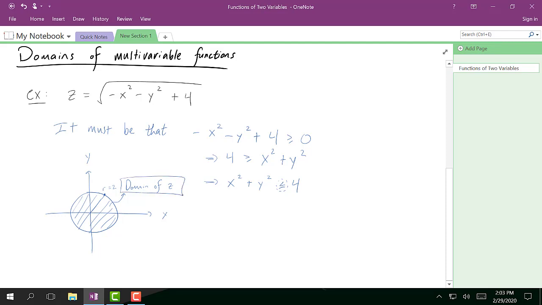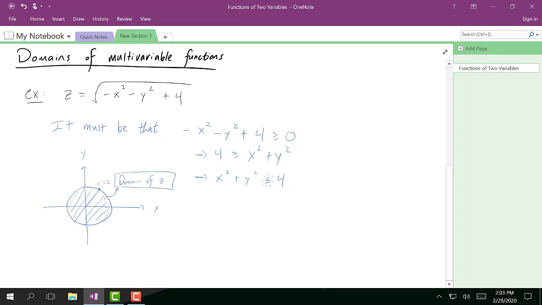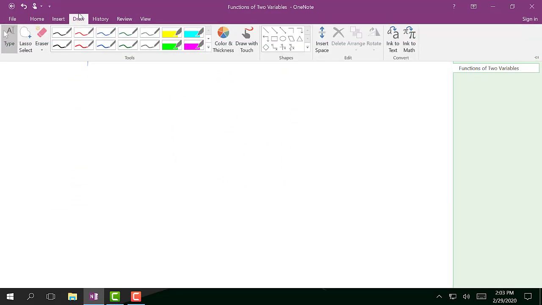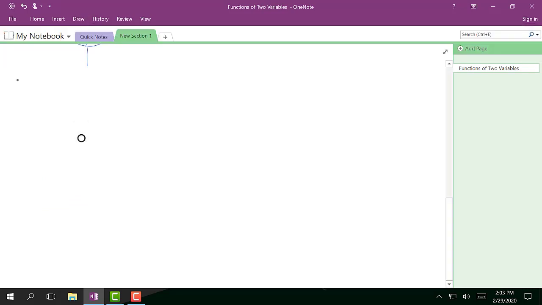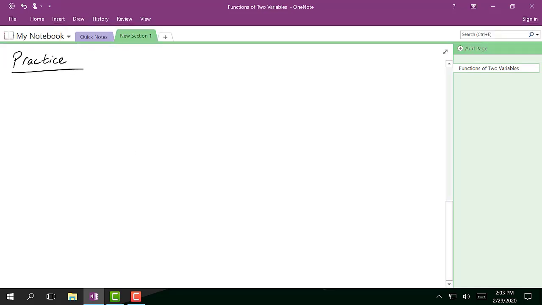So any point xy that satisfies x squared plus y squared less than or equal to 4 is going to be in the domain of this function. So let's go ahead and take a look at some more examples. I'll give you some to work on real quick if you want to get some practice, and then we'll move on. Alrighty, so we're going to do some practice. Let's go ahead and start with the question first, sorry.